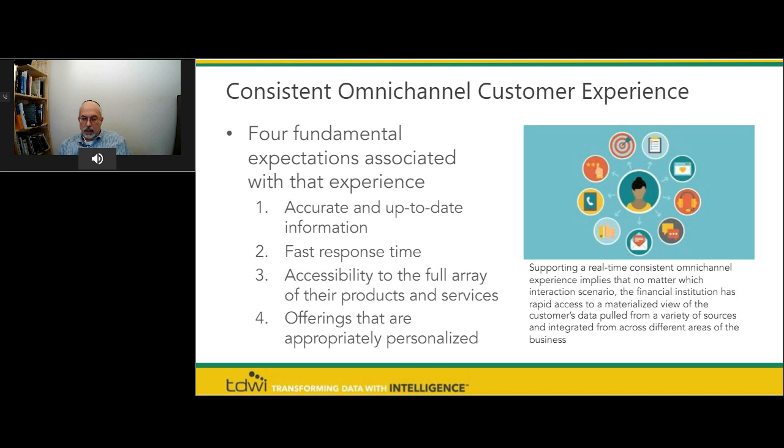And I'll refer to this comment below the image here. Supporting a real-time, consistent omni-channel experience implies that no matter which interaction scenario, the financial institution has rapid access to a materialized view of the customer's data pulled from a variety of sources and integrated from across different areas of the business. And that is the objective of maintaining a consistent omni-channel customer experience. So that is best practice number two.